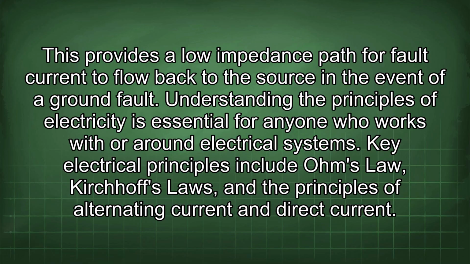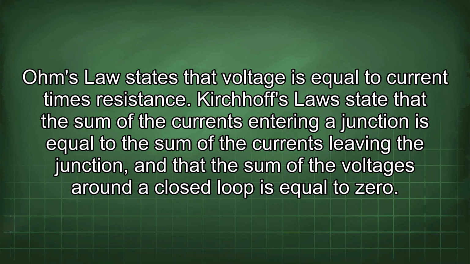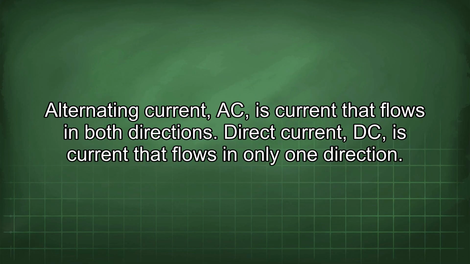Key electrical principles include Ohm's law, Kirchhoff's laws, and the principles of alternating current and direct current. Ohm's law states that voltage is equal to current times resistance. Kirchhoff's laws state that the sum of the currents entering a junction is equal to the sum of the currents leaving the junction, and that the sum of the voltages around a closed loop is equal to zero. Alternating current, AC, is current that flows in both directions. Direct current, DC, is current that flows in only one direction.